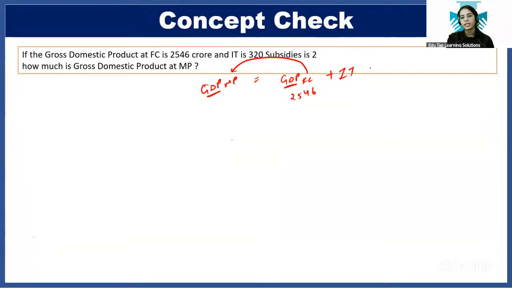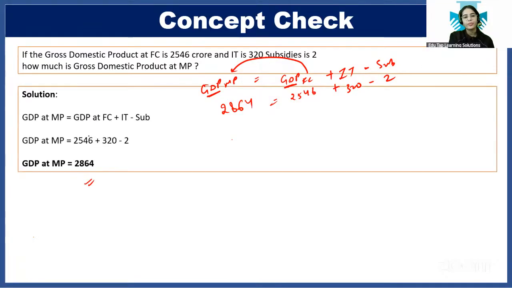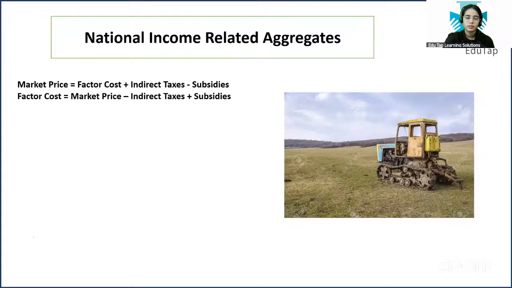Okay. So add the indirect taxes, deduct the subsidies. Indirect taxes are 320, deduct the subsidies too. So that is GDP at MP will be 2864. Chalo. This is the answer. So from factor cost to market price, add the indirect taxes, deduct the subsidies. Factor cost to market price, add the indirect taxes, deduct the subsidies.